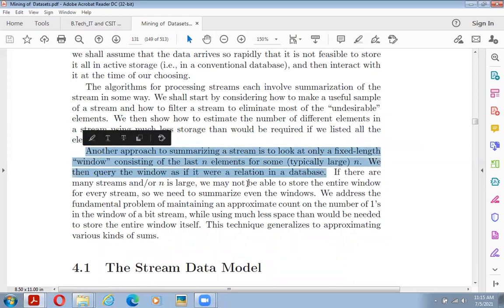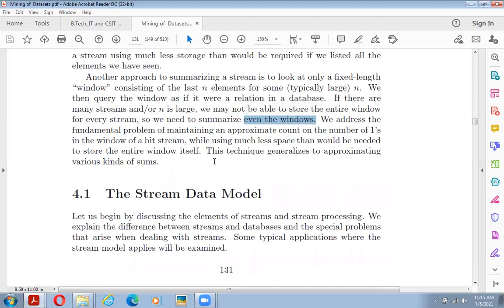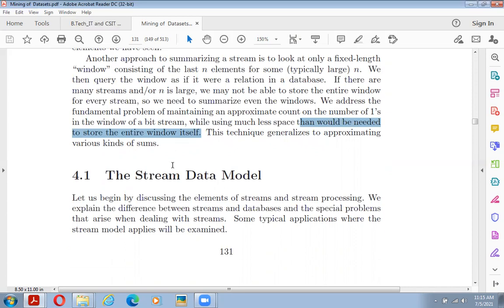If there are many streams or n is large, we may not be able to store the entire window for every stream. So we need to summarize even the windows. We address the fundamental problem of maintaining an approximate count of the number of ones in the window of a bit stream, while using much less space than would be needed to store the entire window itself. This technique generally works on approximation and uses various time distances.